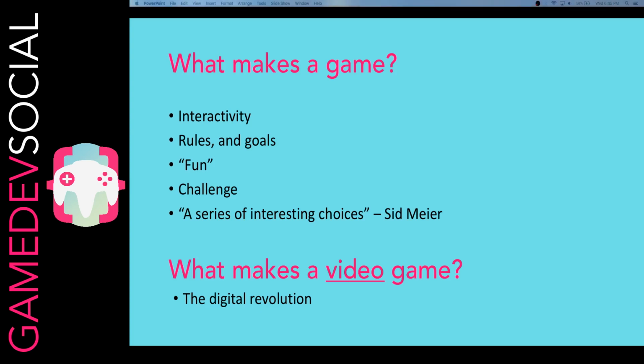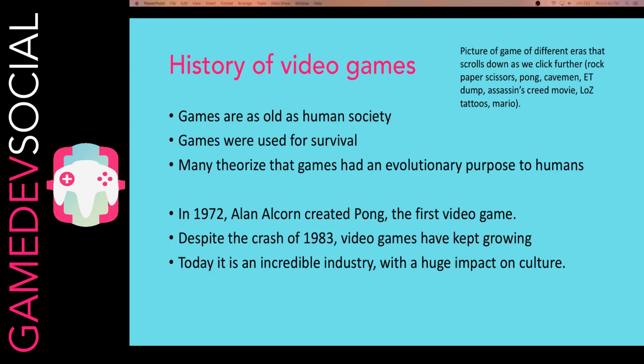Now, I've been talking about traditional games, but we want to look at video games. I assume most people here are not making chess 2.0. So what distinguishes a video game is the fact that it's on a computer. It's the digital revolution, if you want. That's what created this new thing called video games, which is a game that runs on a computer. So games as a, I forgot to fill out here pictures of games from different eras.